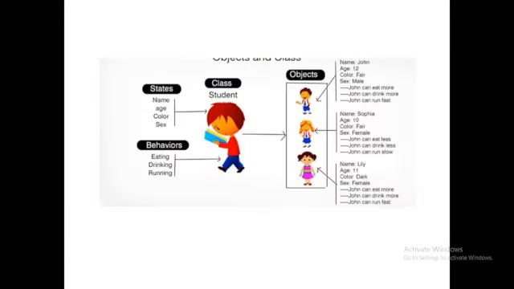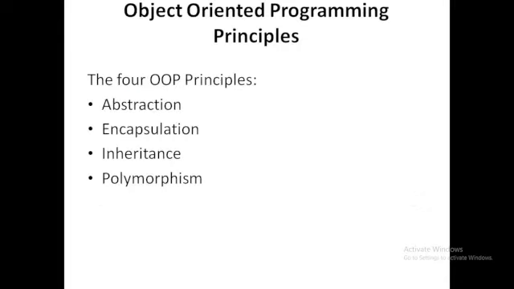Another example for classes and objects: we take a class called Student, where we have a set of attributes and a set of behaviors. Attributes like name, age, color and sex, and behaviors like eating, drinking and running. For this class we declare objects, where we have three instances of the class: John, Sophia and Lily. For each of these objects, separate memory gets allocated once we declare an object for the class Student.